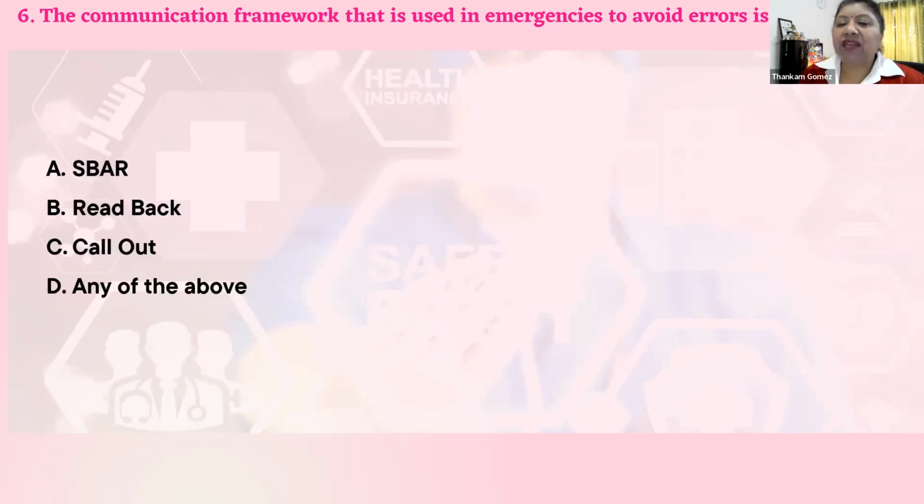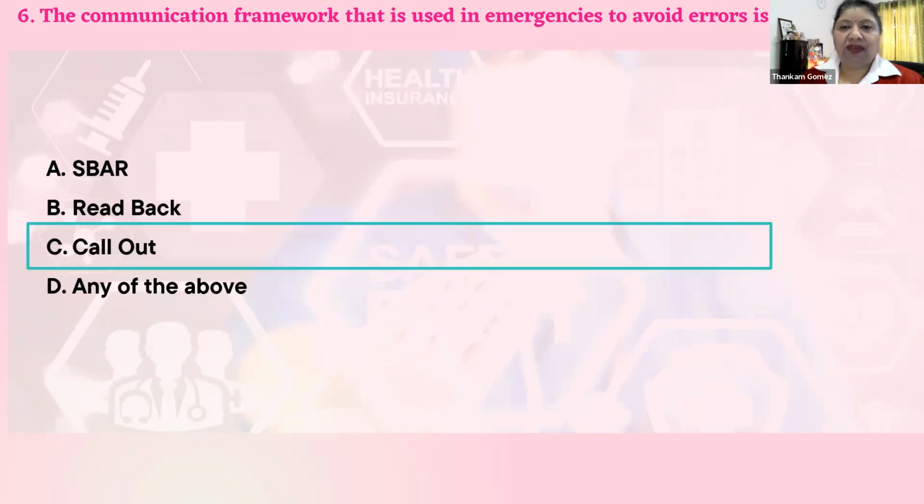Next, the communication framework that is used in emergencies to avoid errors. When you have an emergency like a code blue, or a patient has come into the ER very sick, or the patient has just come to ICU, there can be any kind of emergency. So, what is the communication framework that you will use? Again, SBAR, read back, call out, or any of the above. As I discuss different tools, I hope you are appreciating that different tools are meant for different occasions. So, what would be the answer here?